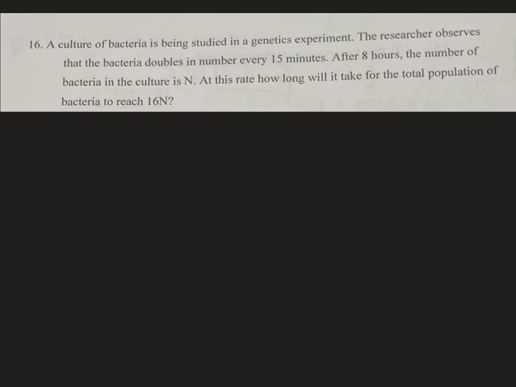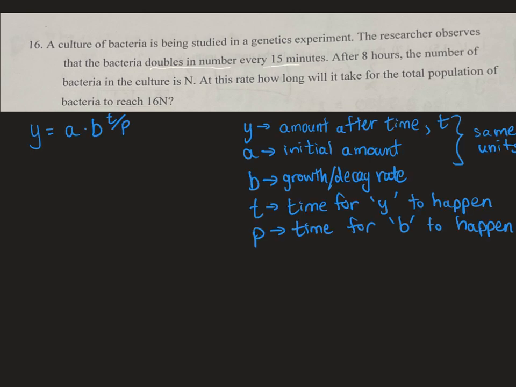Alrighty, let's take a look at this question. So we have a culture of bacteria, and they're saying that it doubles every 15 minutes. After 8 hours, the number of bacteria is n. So they're not really giving us the initial amount or the amount after n, but that's okay. And then it says at this rate, how long will it take for the total population to reach 16n?